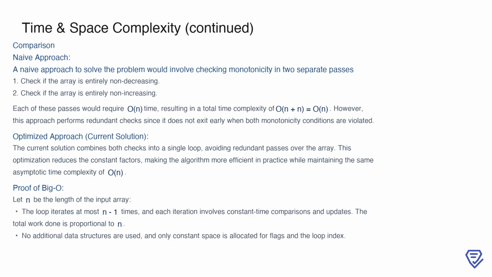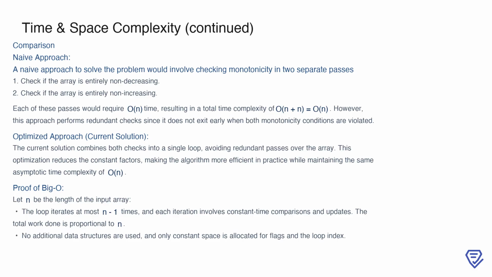A naive solution would check the monotonicity of the array in two separate passes. In the first pass, it would verify if the array is entirely non-decreasing, and in the second pass, it would check if the array is entirely non-increasing. Each of these passes takes O(n) time, so the total time complexity is n plus n, or simply O(n).